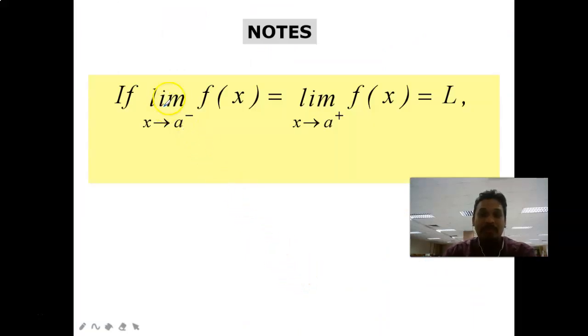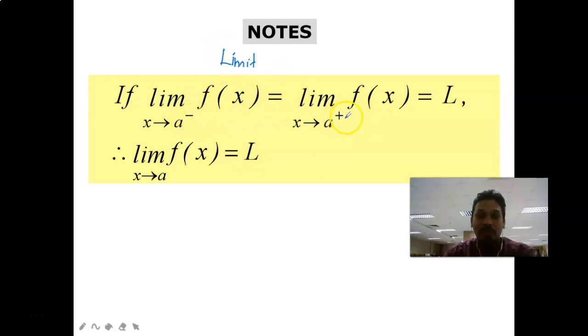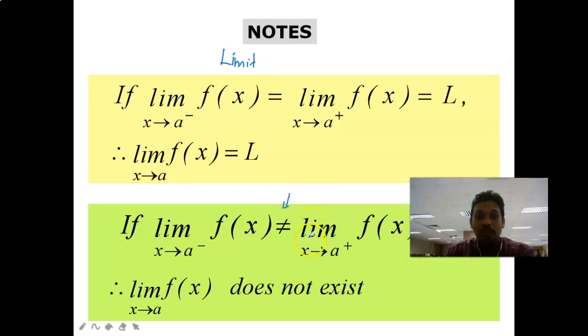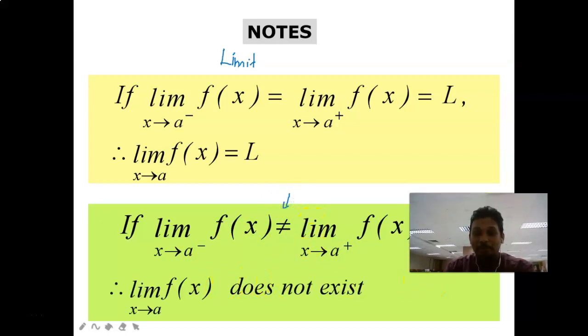So the notation: the limit of f(x) approaching a from the left and also the limit of f(x) approaching a from the right equal L. So the limit of f(x) when x approaches a equals L. Okay, in this topic, we are talking about the limit approaching a from the left and approaching a from the right. It's not exactly x equal to a. So if the limits of f(x) approaching a from the left and right are not equal, then the limit does not exist.